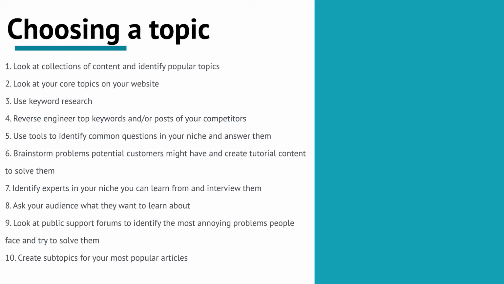So we're going to look at these things now in a little bit more depth. We're going to start with choosing a topic. So I'm going to go through 10 different dot points that help us when we're looking at a topic. The first is looking at collections of content and identifying popular topics.